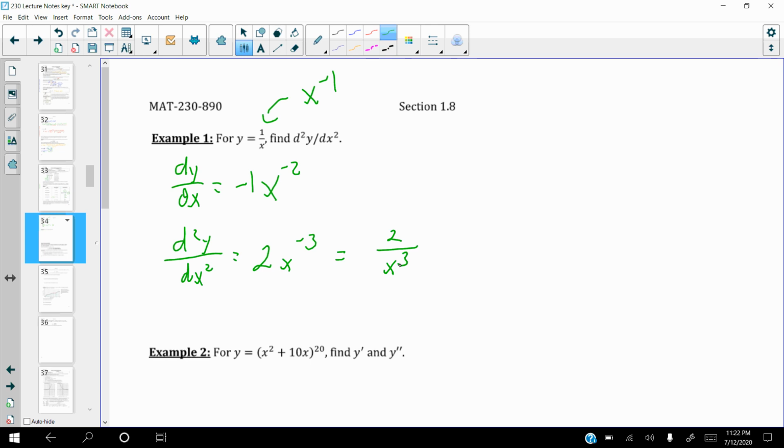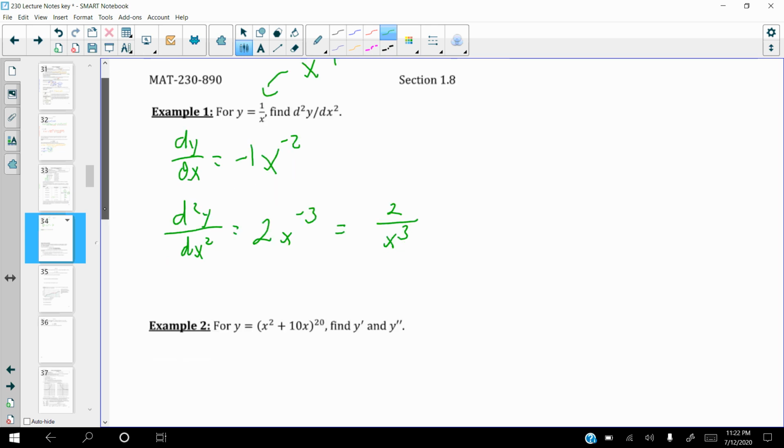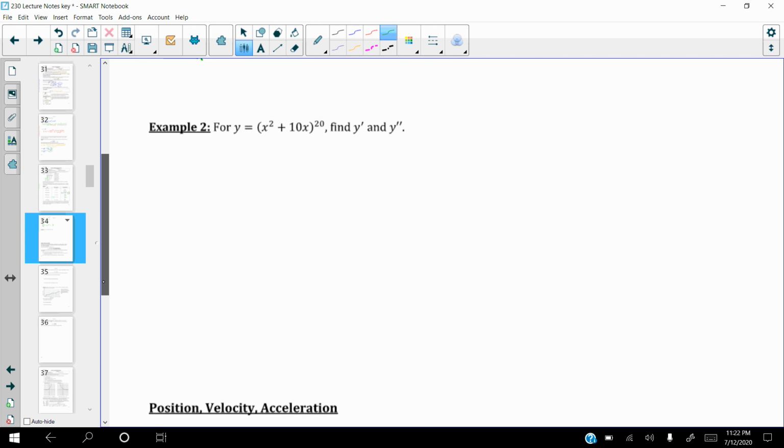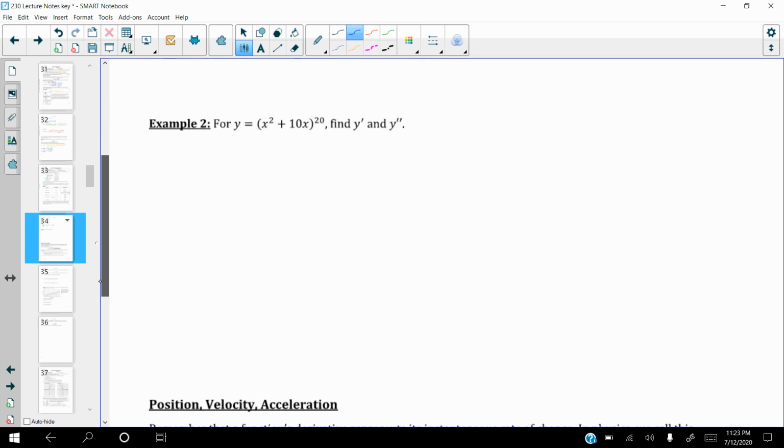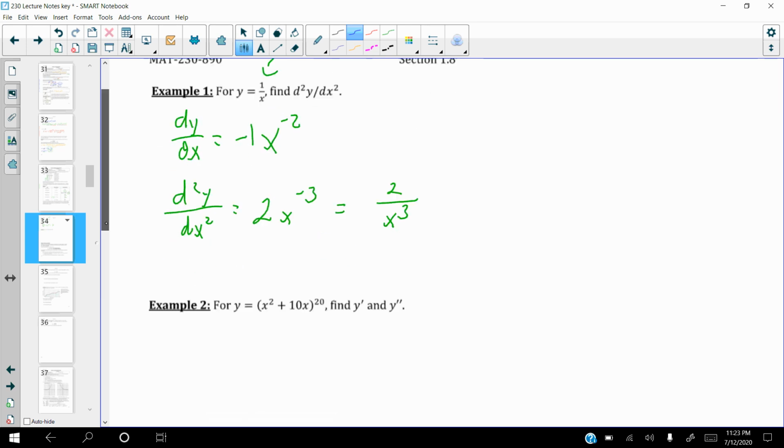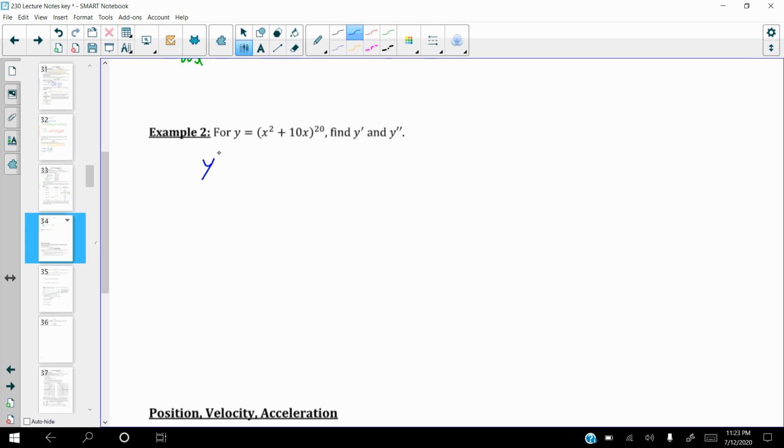All right, let's go ahead and take example 2 and find its first and second derivative. So we are looking for y prime and y double prime. We haven't really used this notation, but it's the same thing as dy dx and d squared y over dx squared. It's the same thing as f prime and f double prime. It's just y prime instead. So let's go ahead and use that prime notation. So y prime is the derivative of y.